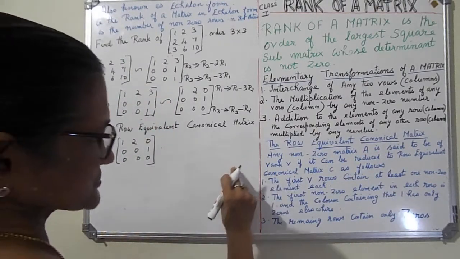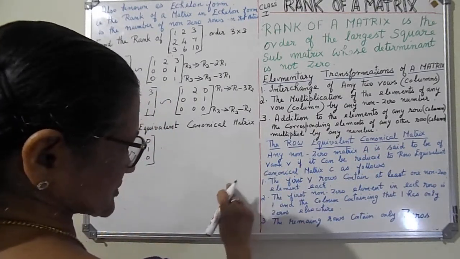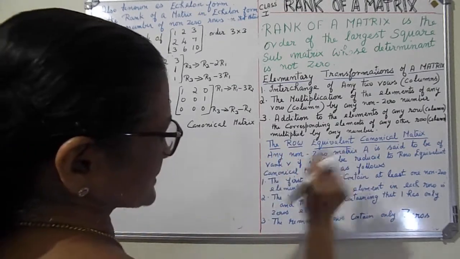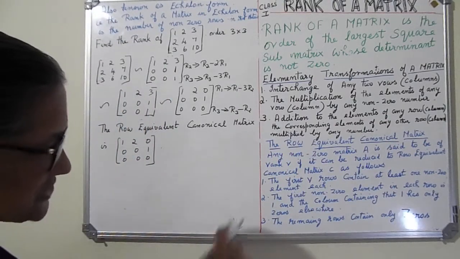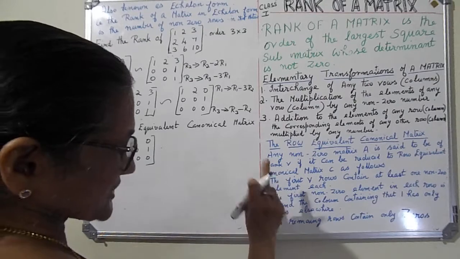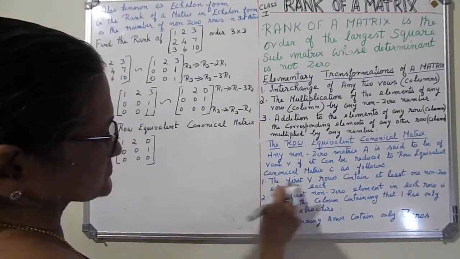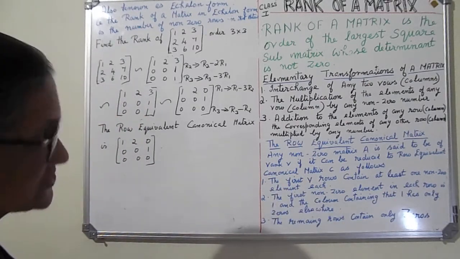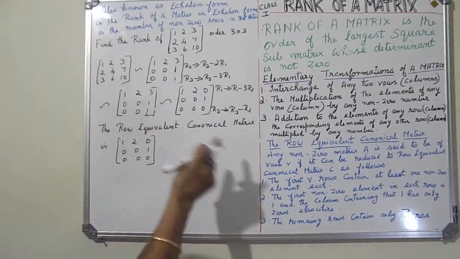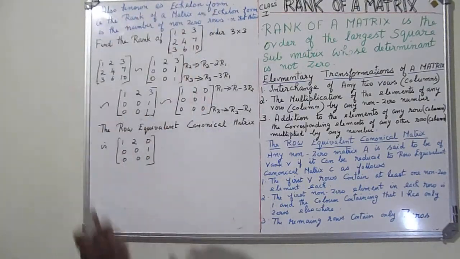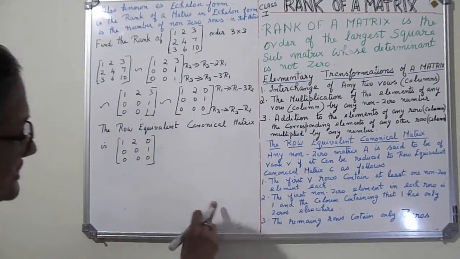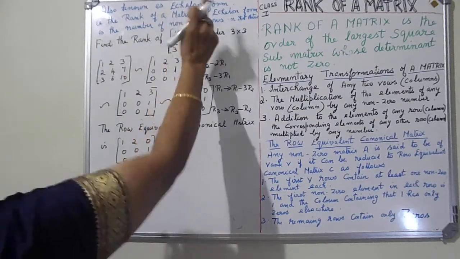Given any matrix A, we can reduce that matrix to the row equivalent canonical matrix in this way, and then the rank of the given matrix is said to be R. Okay. This is also known as an echelon form. Row equivalent canonical matrix, also known as echelon form.